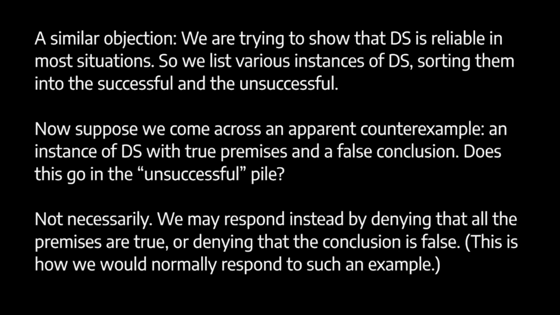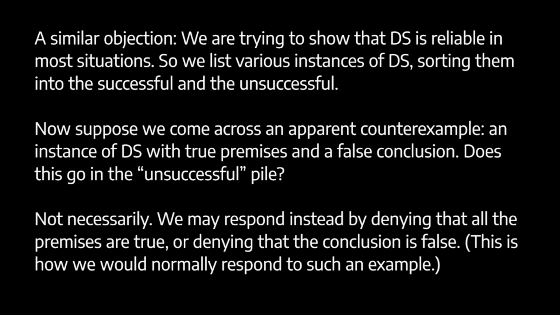So when we find this, let's say somebody presents us with an instance of disjunctive syllogism with true premises and a false conclusion. Is this a counterexample to disjunctive syllogism? Does this count as a failure of disjunctive syllogism? Well, not necessarily, because you could just respond to this by saying, well, actually, no, one of those premises is false. Or actually, no, the conclusion is true.